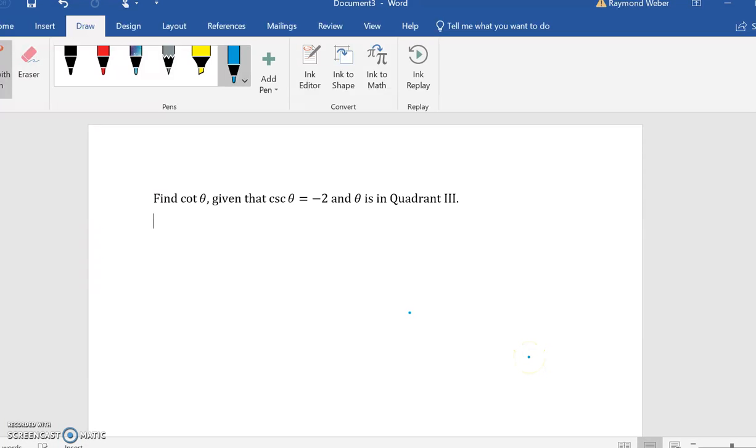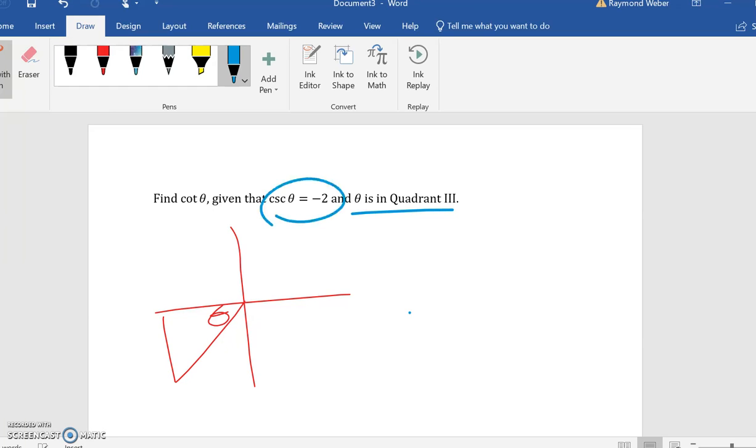Okay, we want to find cotangent theta given that cosecant theta is -2 and theta is in quadrant 3. So the first thing you should always do is draw the picture. Trig is extremely visual and you're always going to need the picture. So we're told we're in quadrant 3, so that means we're over here. Here's our theta. Okay, so that's this information.